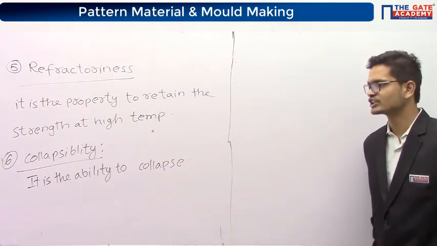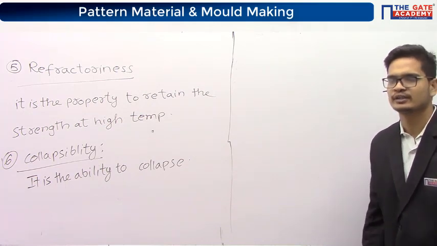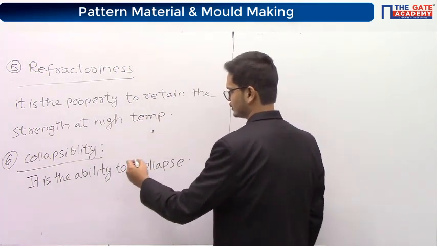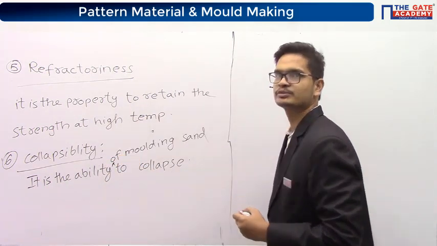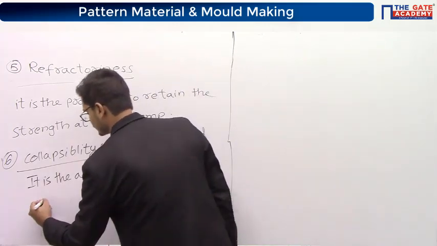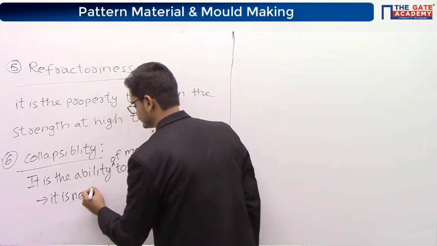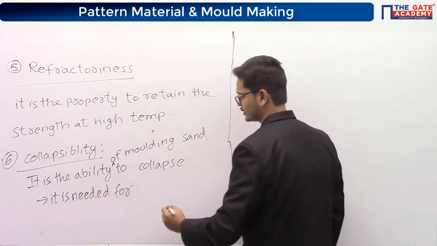Collapsibility is the ability of molding sand to collapse. It is needed for easy removal of casting.